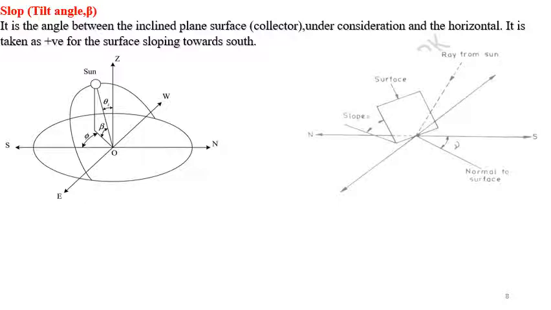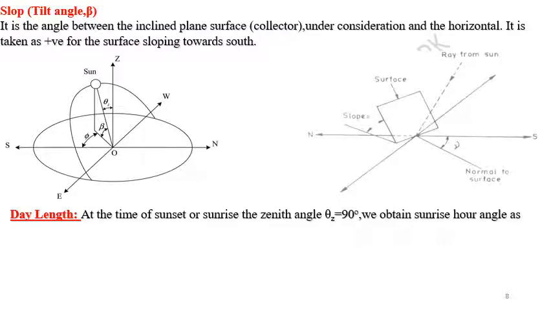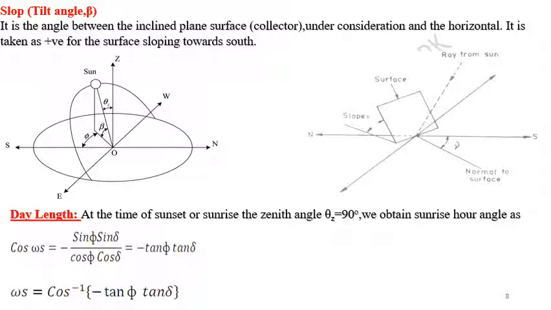Then day length. At the time of sunrise or sunset, the zenith angle theta z is equal to 90 degrees. So substituting this in the equation, we get cos omega s is equal to sin phi sin del over cos phi cos del, which is equal to minus tan phi tan del. So omega s is equal to cos inverse of minus tan phi tan del.